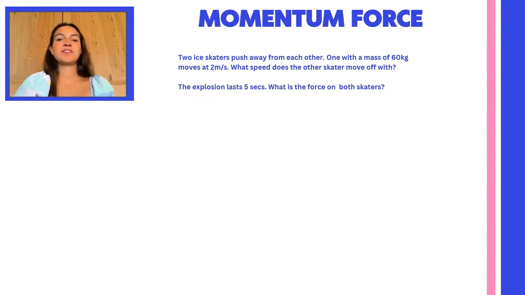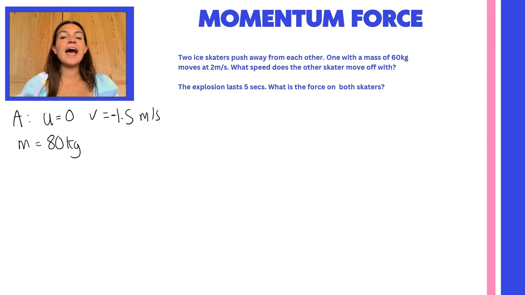Now we're going to use that force equation that we had to do with momentum. Firstly, I've just copied the question across from the other slide, but we are going to use that information in that scenario to do the following bit. The explosion lasts 5 seconds. What is the force on both skaters? In order to do this, I need to write down some information that I had for the two skaters. Skater A, I know that they started at rest. I know that they finished at minus 1.5 meters per second because that's what I calculated. And I know that their mass was 80 kilograms from the question.